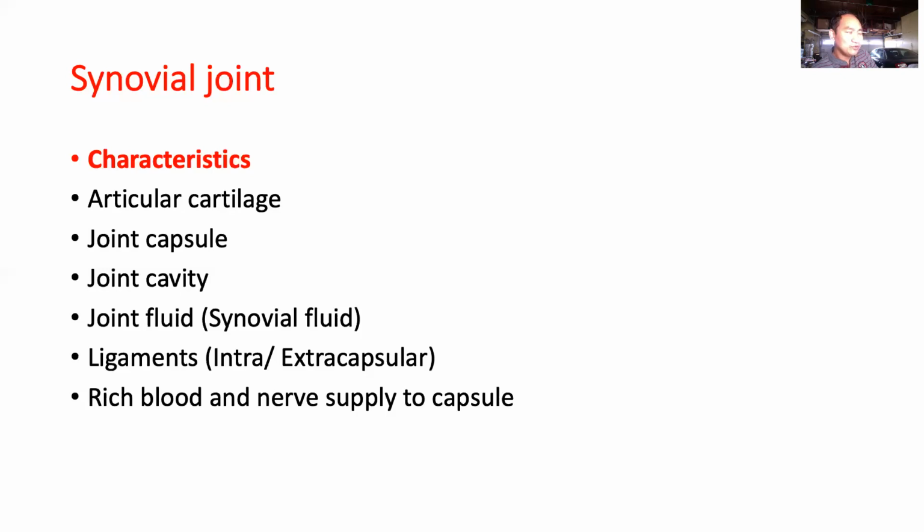That's why if you put a lot of pressure into the joint, let's say, for example, a knee joint, if you put lots of water inside, the joint capsule will get tense and it will be painful. So these are the special characteristics of a synovial joint, and I want you to remember that.